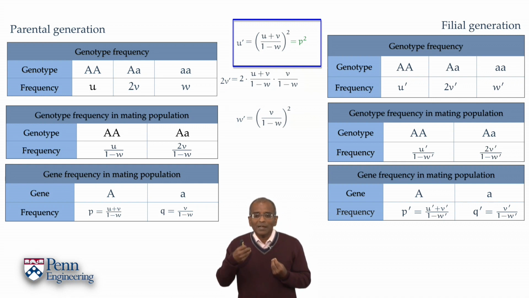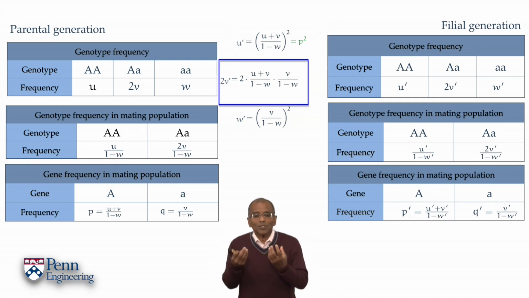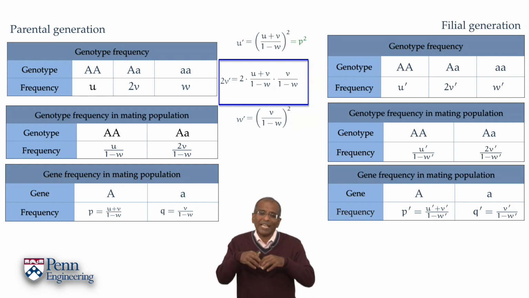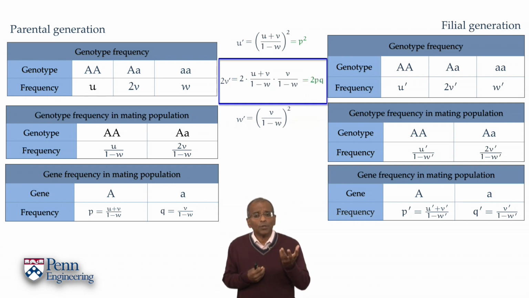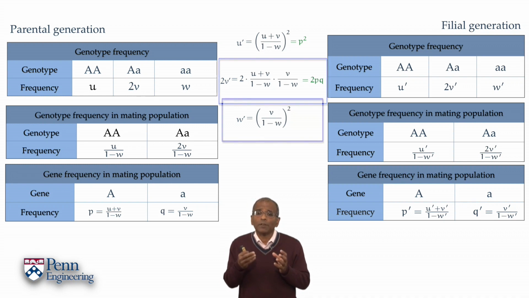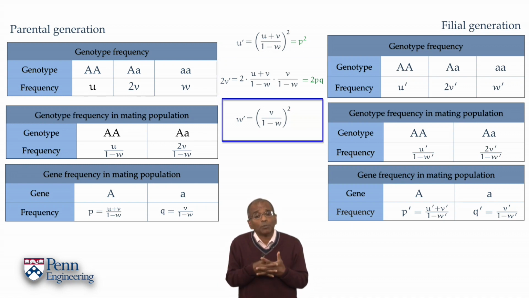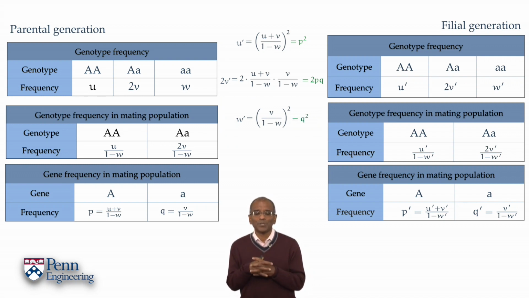The percentage of the population which is heterozygous in the filial generation, twice v prime, or at least the expected proportion of this population, the probability of getting a heterozygous child is twice pq. And the probability of getting a sadly infected child, w prime, is simply q squared. Oh, this is a remarkable and beautiful and elegant simplification, and this is going to lead to profound consequences.